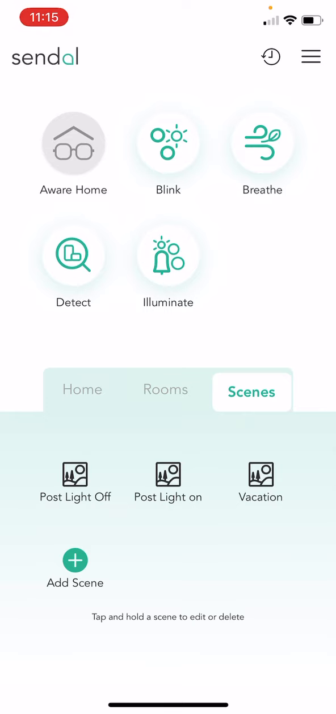Then we also provide a scenes capability, which allows homeowners to build their own custom scenes. Things like turn the outdoor lights on at dusk, turn them back off at dawn, type of thing.